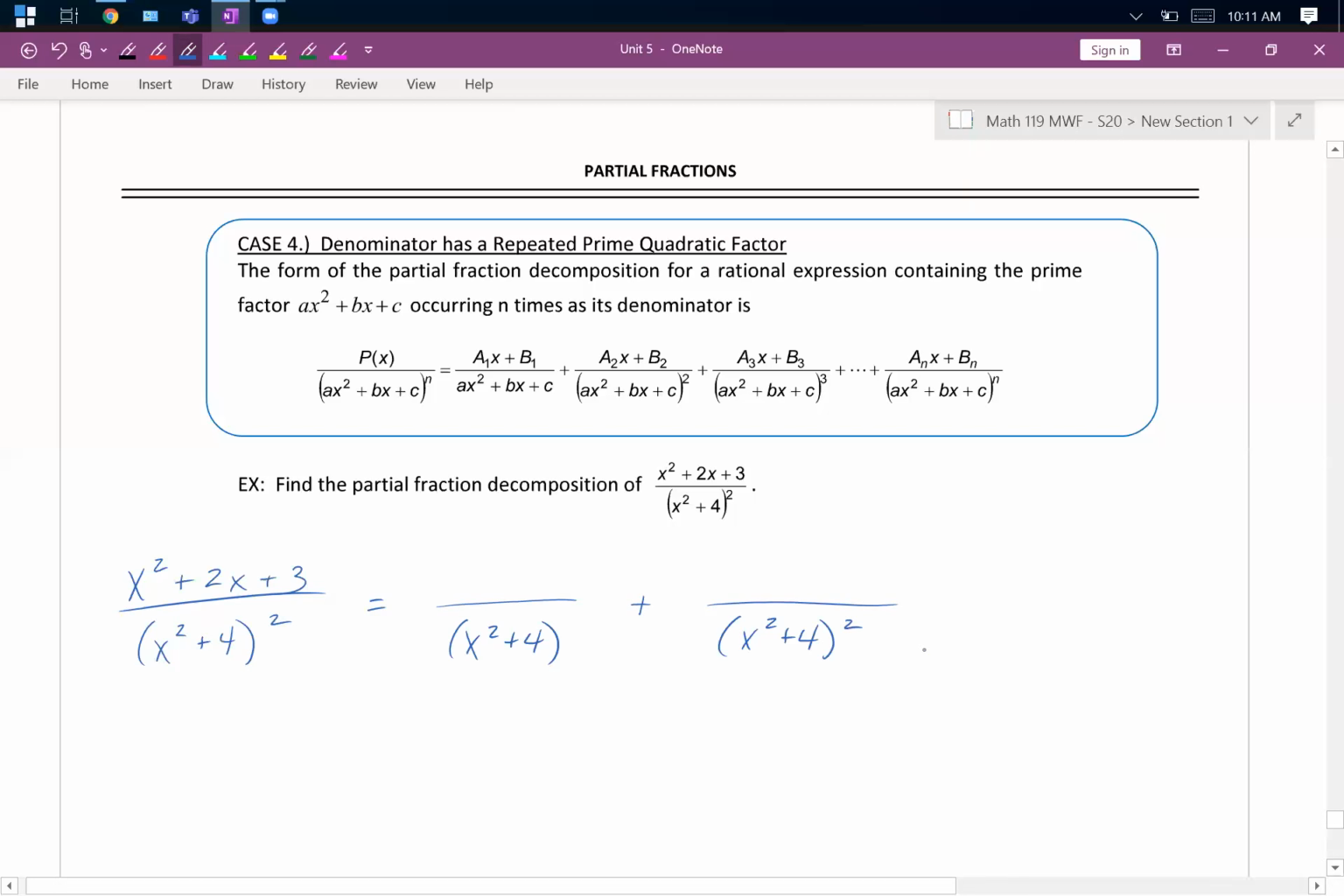And since our denominator is quadratic, that means that our numerators have to be linear: Ax plus B and Cx plus D. And now we'll multiply through by the LCD, clean it up, organize it, equate coefficients, solve a system, and rewrite. So I'm going to put you guys in groups so that you can try working on that.